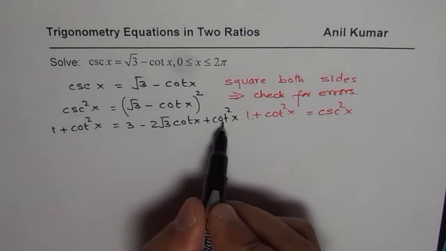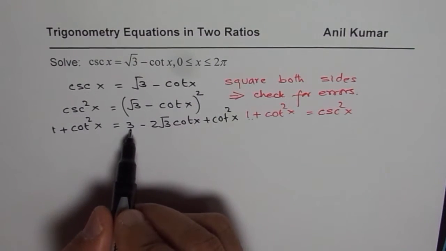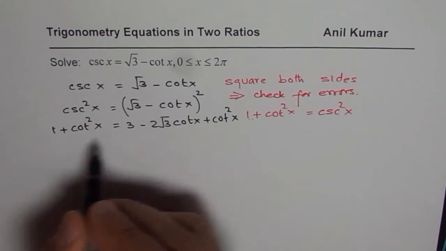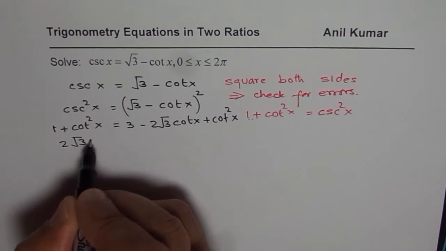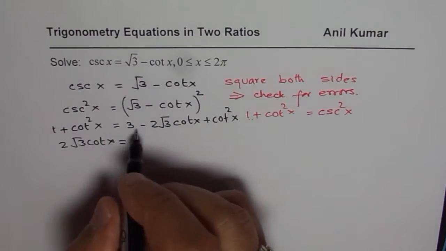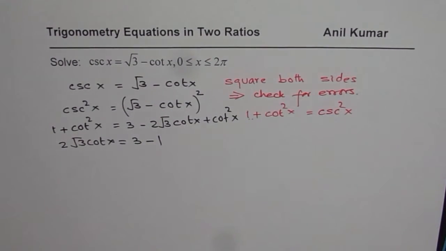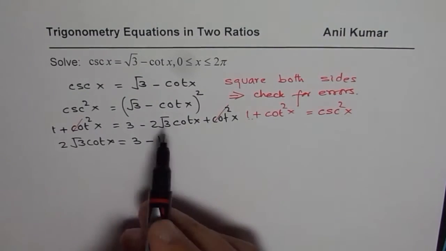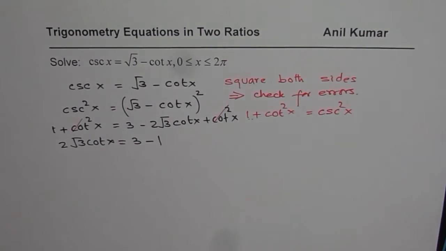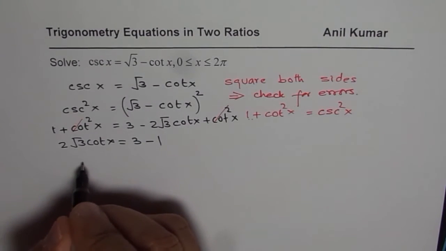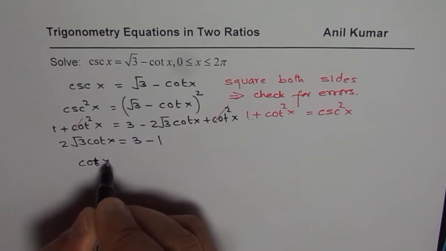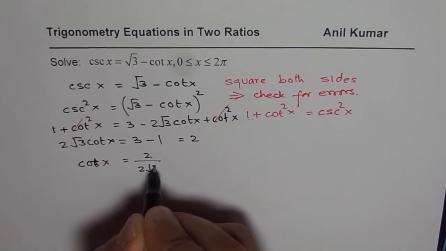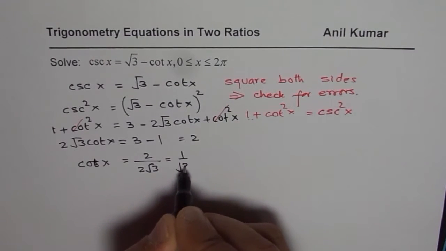Now we can bring all the terms to one side, and then what do we get? Well, cot square x cancels out. So we are left with 3 and 1. So we'll bring 2 square root 3 cotangent x to the left. We get 2 square root 3 cot x equals 3 minus 1, correct? Basically we cancelled cot square x and cot square x, brought this on the left side, 1 to the right side. So that gives us cotangent x equals 2 over 2 square root 3, which equals 1 over square root 3.